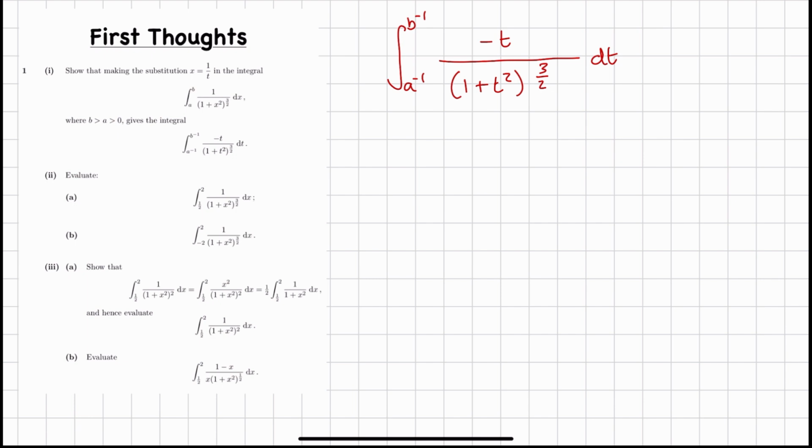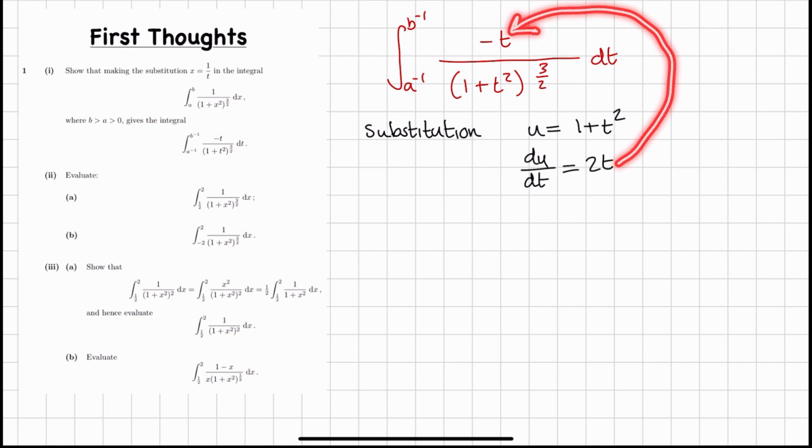So we could go ahead and use substitution. So we could use substitution again of u equals 1 plus t squared, because then we would get du by dt is 2t. That would then cancel this t, and we would get quite a nice integral moving forward. However, we used substitution right at the start, so that's probably not the way to go.